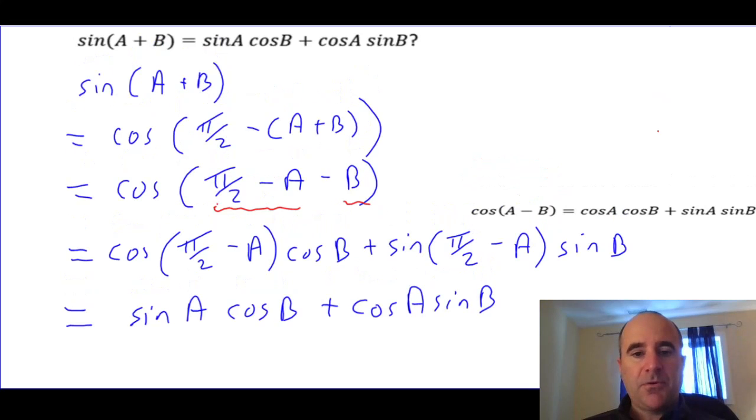So with that, we've proven 3 of the 4 identities, and the 4th one, the sine of A minus B, is going to be left for you to do as a homework question. And I think you should be able to figure it out if you look at these 3 carefully. Now let's move on and start talking about tangent.